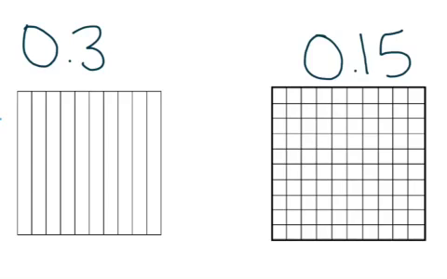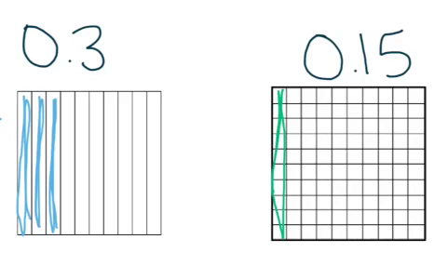For 3/10, I'm going to color in 3 of the 10 black. And for 15/100, I'm going to color in 1/10, because that's 10, and then 5 more. So which one is bigger? Well, by looking at our visuals, we can tell that 3/10 is bigger than 15/100.